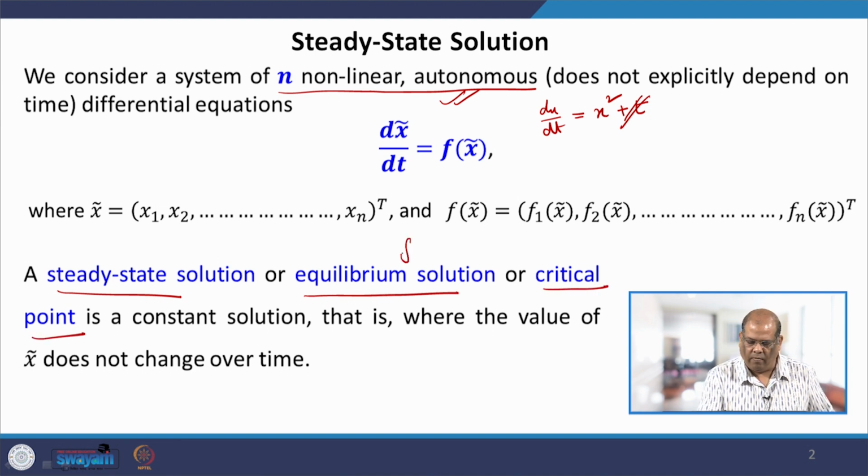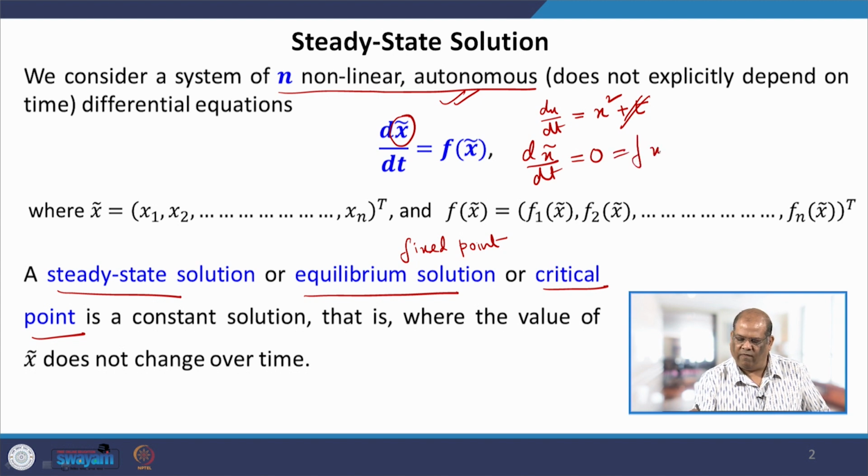We consider an autonomous system and we define the steady state solution, or equilibrium solution, or critical point, and there is another name, fixed point. By all this we mean the solution of the system when the value of x does not change with time. And what does that mean? If your x does not change with time, obviously your dx/dt will be equal to 0, which is equal to f(x*). So, we put the right hand side equal to 0 and we calculate our steady state solution or equilibrium solution or critical point or fixed point.